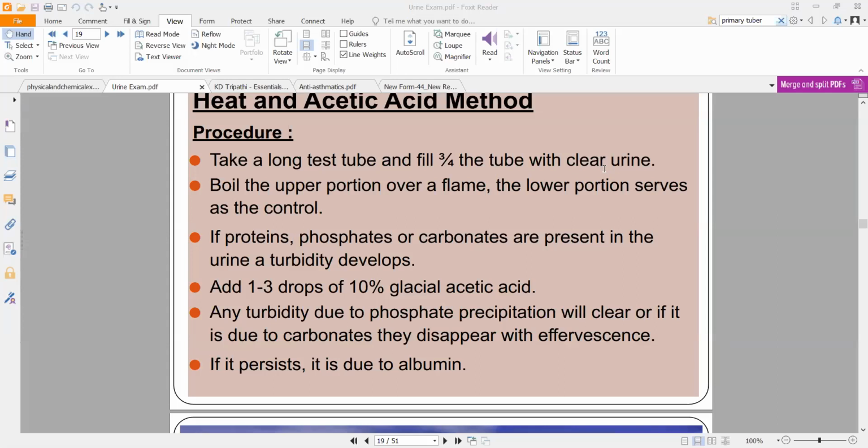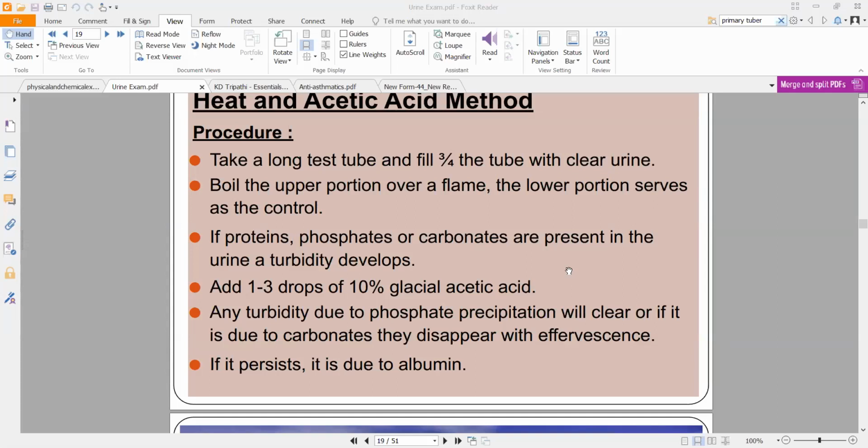Just for reference, if you remember, the amount of protein that should normally be excreted in urine is around 150 milligrams in 24 hours, the whole day, or 10 mg in 100 ml. So if someone is voiding 100 ml of urine, that should normally have not more than 10 mg. So we are trying to look for how much protein there is. That value will be important when you are interpreting the data.